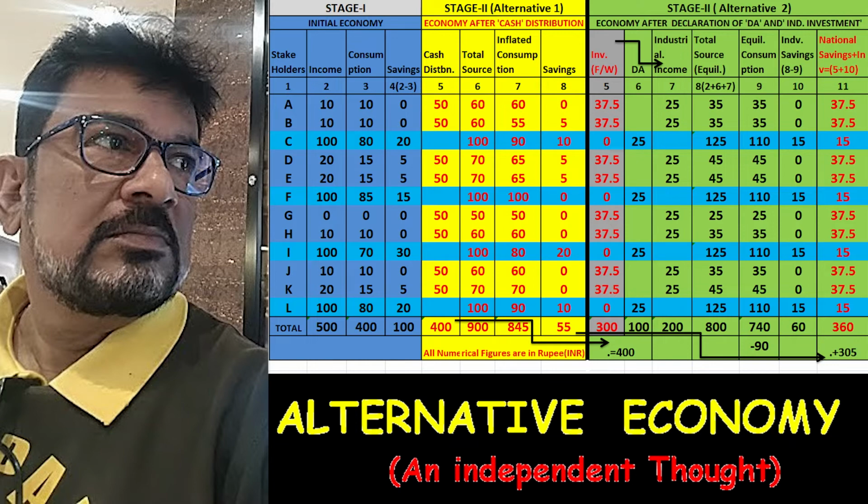What is the result? The result is that savings have increased from 55 to 360, that is 305. That is how many times? That is approximately 5 to 6 times savings, and that is the national savings. That is, the government can earn this way without distributing direct cash. If it invests the cash, then the government can save rupees 305 more than in the cash distribution position.